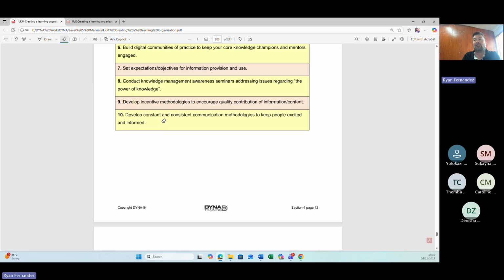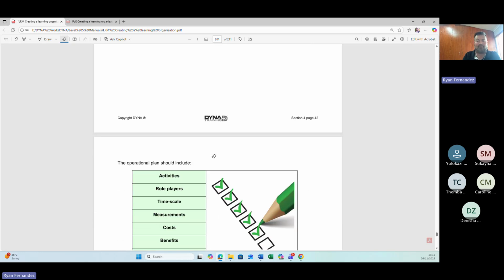And then develop constant and consistent communication methodologies to keep people excited and informed so that we keep on mining the knowledge, mining the data, because ultimately we can start really well and people are excited and enthusiastic. But if we don't do it consistently, then we're actually not going to have good data. So we need to make sure that people continue to use the processes and we are able to find that knowledge.